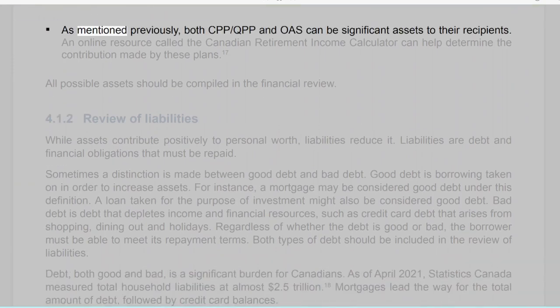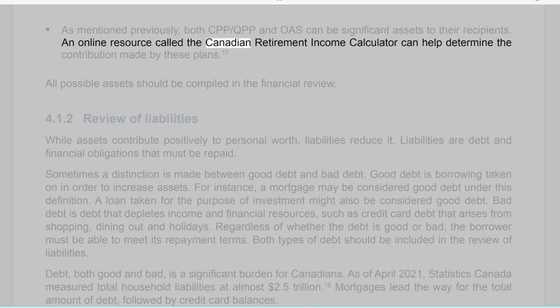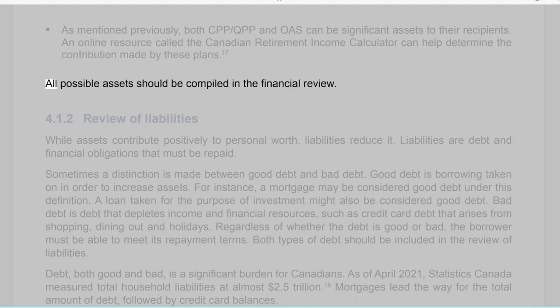As mentioned previously, both CPP/QPP and OAS can be significant assets to their recipients. An online resource called the Canadian Retirement Income Calculator can help determine the contribution made by these plans. All possible assets should be compiled in the financial review.